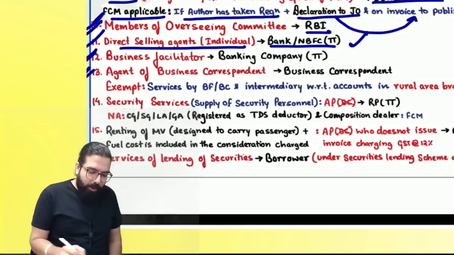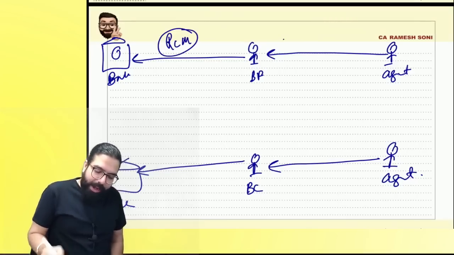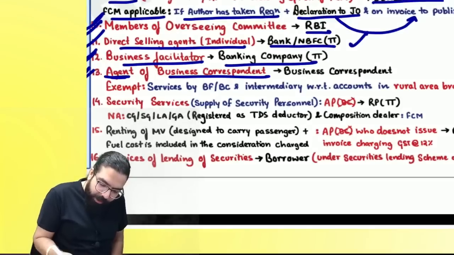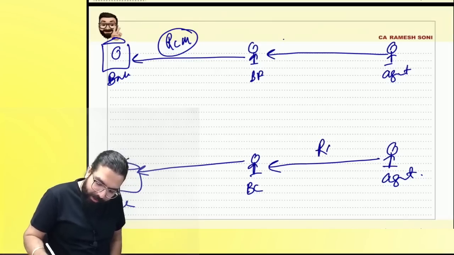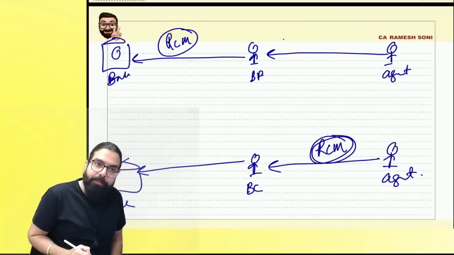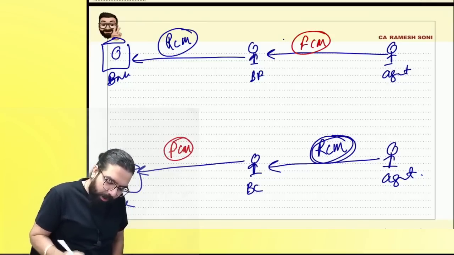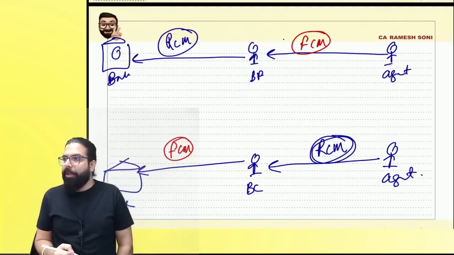Now listen, what they are telling over here: business facilitator giving to bank is under RCM, and agent giving to business correspondent is under RCM. So these two services are under RCM. For the other services, what will happen? When there is no RCM, it is forward charge mechanism. Here also, forward charge mechanism.